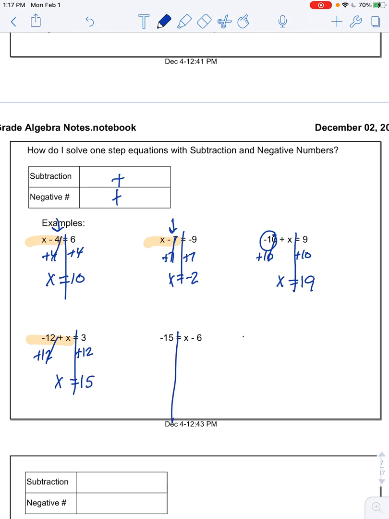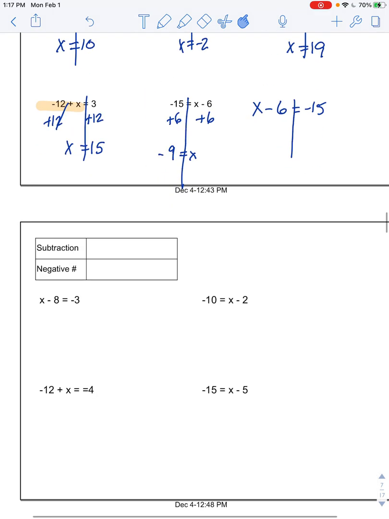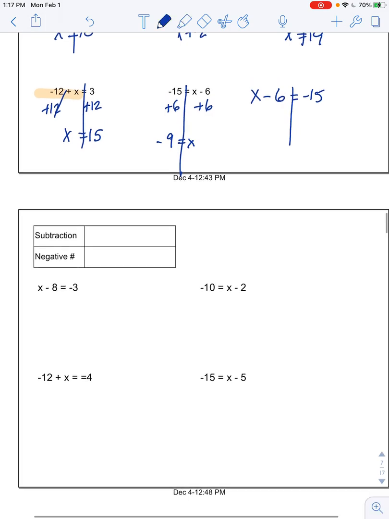Last one, if you don't like that negative 15, go ahead and flip it to the other side. Adding 6, negative 9 equals x. Okay, so if it's a minus a number or a negative number, we're going to add. Let's go ahead and do the practice problems and then we'll go over them.